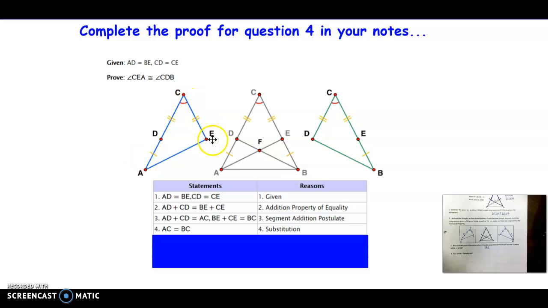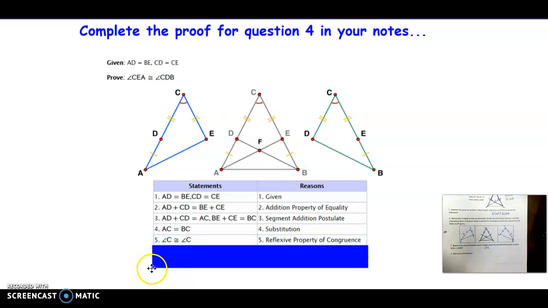I was given this side is congruent to this side, but I have not put in my proof anywhere yet that angle C's are congruent. What tells me that angle C is congruent to itself? Remember, that is the reflexive property. So we need to have that in our proof, that angle C is congruent to itself by the reflexive property, and you don't have to put "of congruence." Reflexive property is fine. So now we have this side congruent to this side, and this angle congruent to that angle.